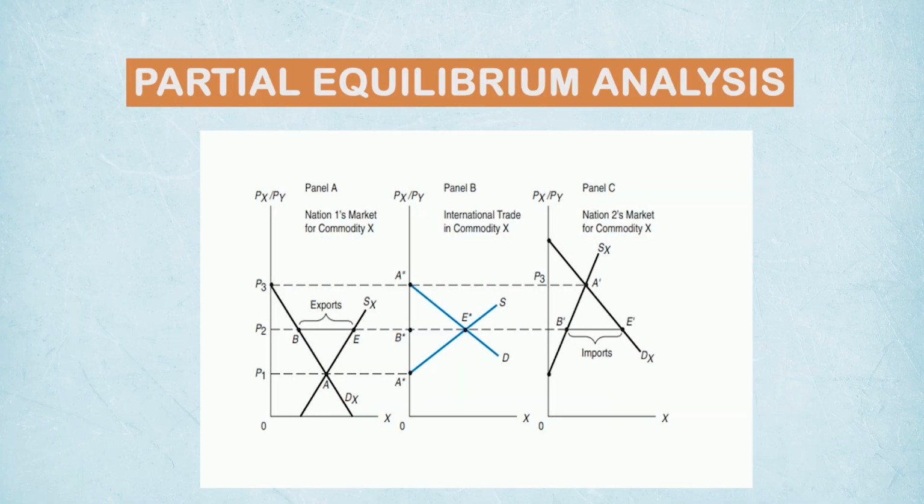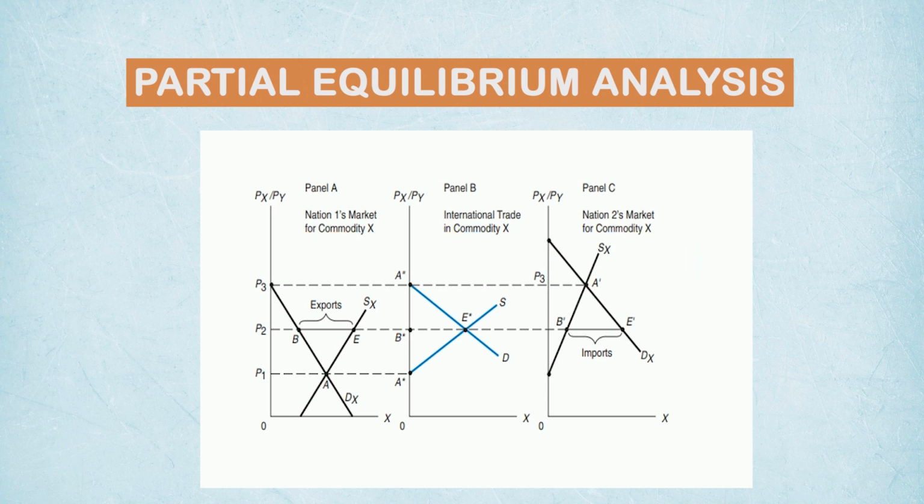So what I said is that I am going to explain the excess supply and excess demand in this diagram. Now look at this diagram, students. I have three panels, panel A, panel B and panel C. Panel A is nation 1's demand and supply curve for commodity X. And panel C is nation 2 or country 2's demand and supply curve for commodity X.